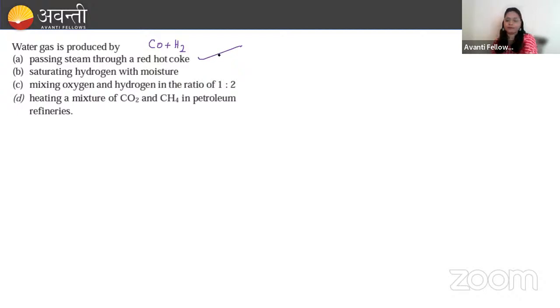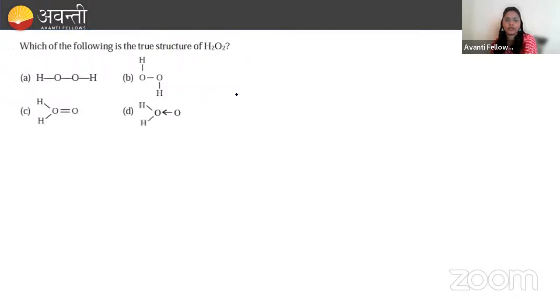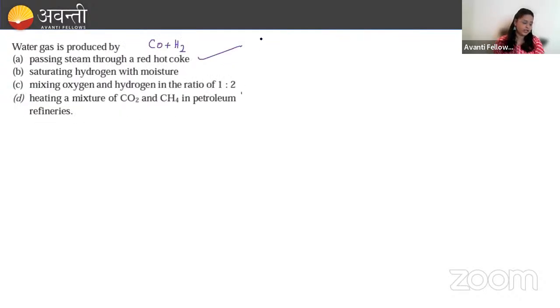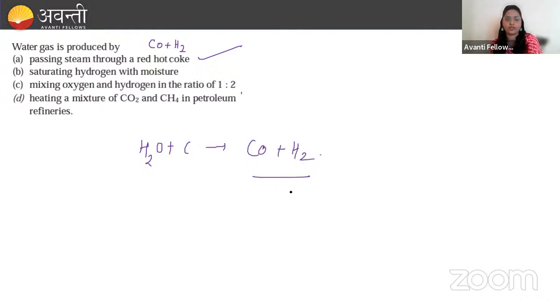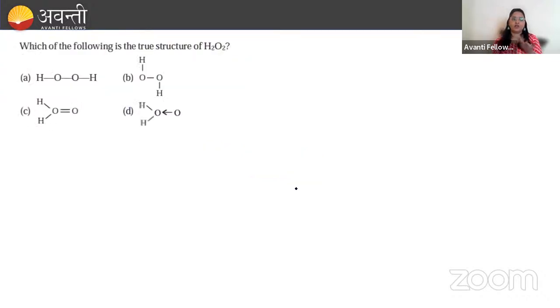So here steam is H2O. I will write the reaction. H2O combines with the red hot coke, carbon, to form CO plus H2. So in this way is the formation of synthesis gas or water gas. Okay, next problem.